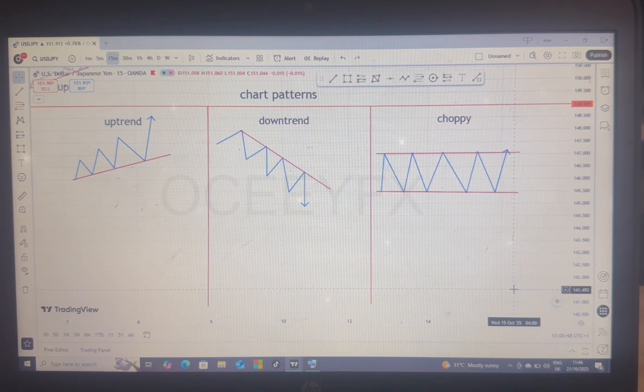So, I'm back here now to teach you chart patterns. As you can see on my screen, we have the uptrend, the downtrend, and the choppy market. I'm going to show you how the uptrend looks in my charts. After explaining all this, I'll go to the chart and show you, just like we did last week. After that, I'll show you the downtrend and also how the choppy trend works. So without wasting much of our time, let's start from the uptrend.